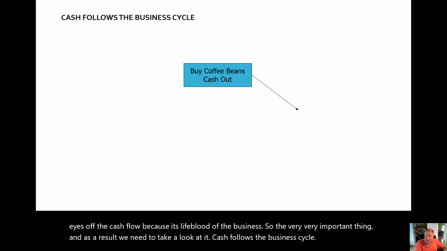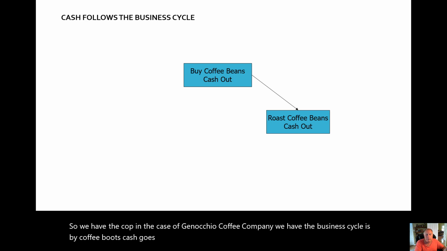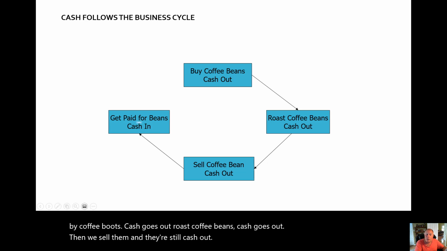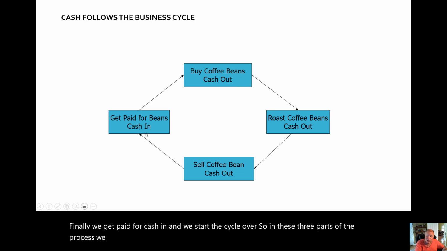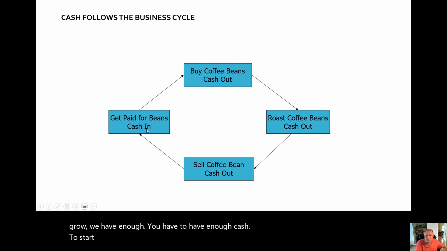Cash follows the business cycle. So in the case of Geneseo Coffee Company, the business cycle is: buy coffee beans, cash goes out. Roast coffee beans, cash goes out. Then we sell them, and there's still cash out. Finally, we get paid, cash in, and we start the cycle over. So in these three parts of the process, we use cash. Cash comes in here. So we always have that cycle, but if we want to grow, we have to have enough cash to start here, because the profit comes in here.